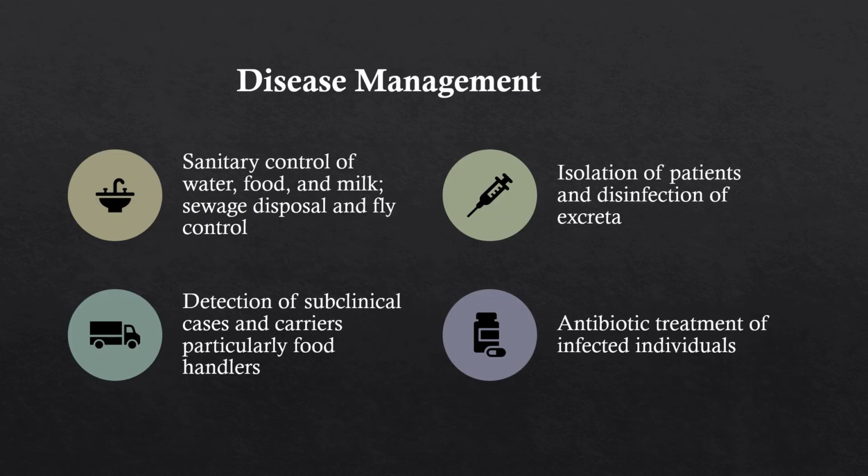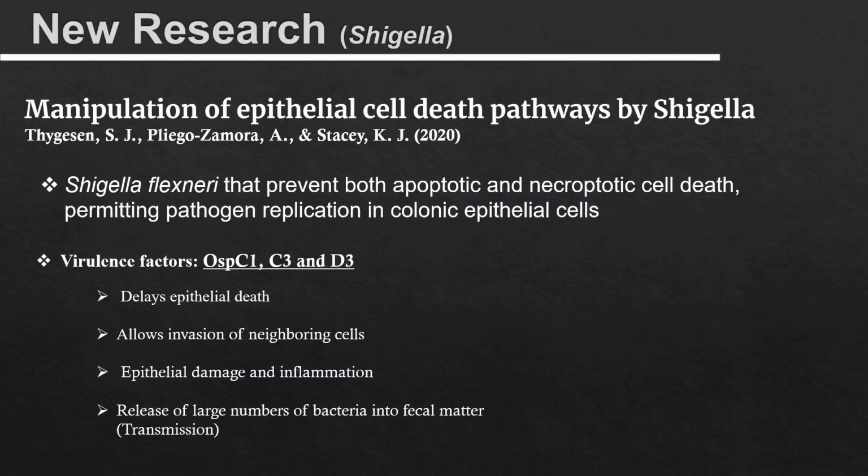In disease management, because humans are the main recognized host of pathogenic Shigella, control efforts must be directed at eliminating the organisms from this reservoir by, number 1, sanitary control of water, food and milk, sewage disposal, and fly control. Number 2, isolation of patients and disinfection of excreta. Number 3, detection of subclinical cases and carriers, particularly food handlers. And number 4, antibiotic treatment of infected individuals.